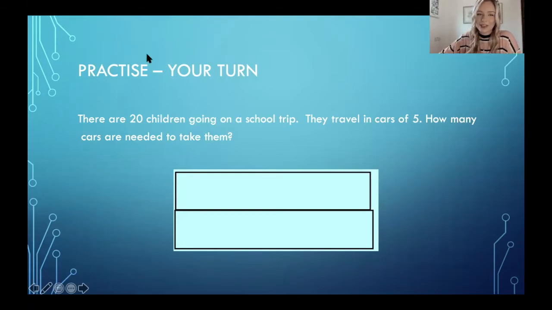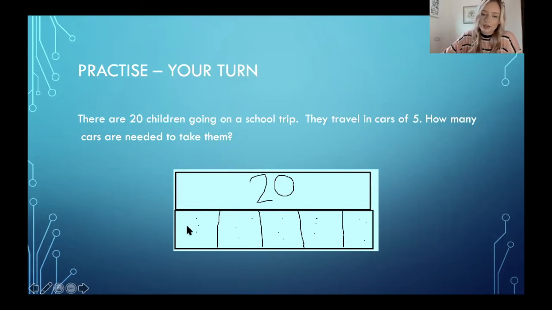Well done for having a go at this. Let's have a look and see what the answer is. We have 20 children. That is the number that we're starting with, and we need to split them into 5 equal groups. Here we go. I'm going to put the dots in each group. 1, 2, 3, 4, 5, 6, 7, 8, 9, 10, 11, 12, 13, 14, 15, 16, 17, 18, 19, 20. In each group, I should have 1, 2, 3, 4. So 20 divided by 5 is 4. Let's move on.